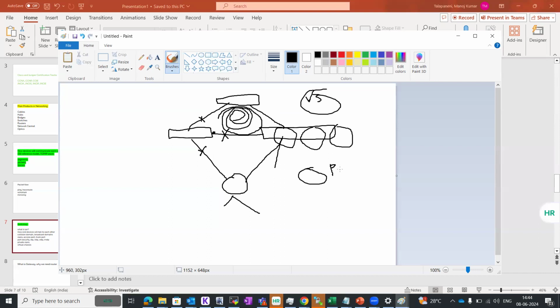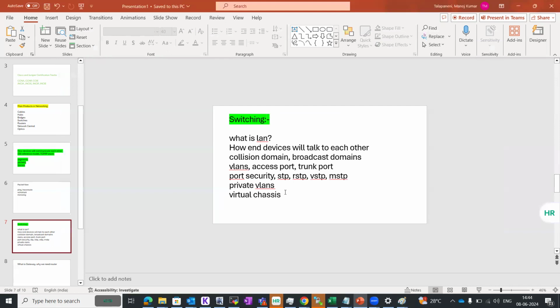This is an advanced concept, but I will be clear and will play over here. I can break down how we can play here. And finally, we have various advanced concepts where multiple vendors use virtual chassis, like that.